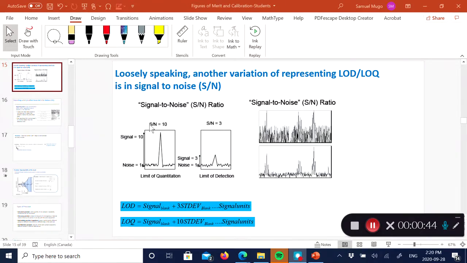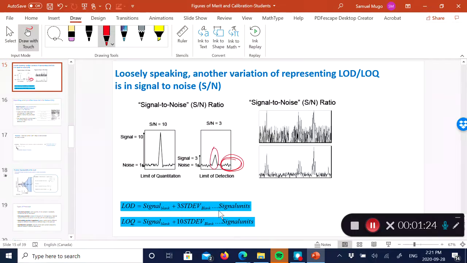So it's good you understand what the authors mean when they talk about signal to noise as a way to define the LOD. Remember, we used this relationship previously to calculate the LOD: signal of the blank plus 3 times standard deviation of the blank. But you would find in some literature, the signal to noise equals 3 as a definition for the limit of detection, which is not necessarily wrong. That is the signal of the blank, and this is the signal of the analyte, and the height of that minus the height of that equals 3, which is very similar to this relationship.